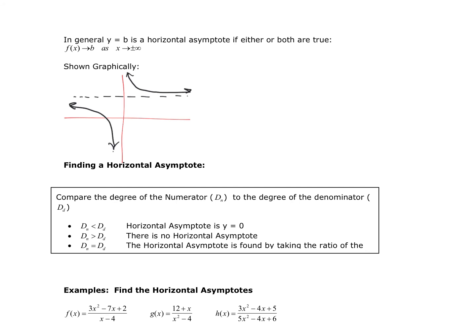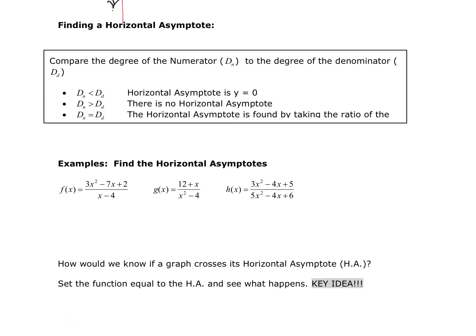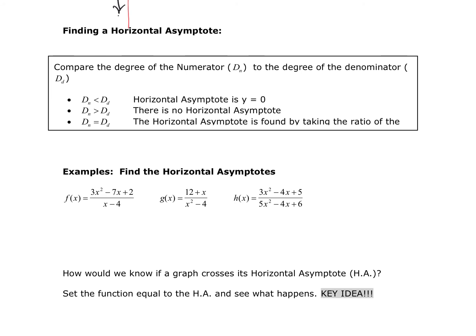It could cross it, yet it doesn't have to. So how are we going to find that? Well, we're basically going to compare the degree of the numerator and the degree of the denominator. And so in order to talk about those, I'm going to call d sub n the degree of the numerator and d sub d the degree of the denominator. And remember when we talked about polynomial functions, the degree is the highest exponent.